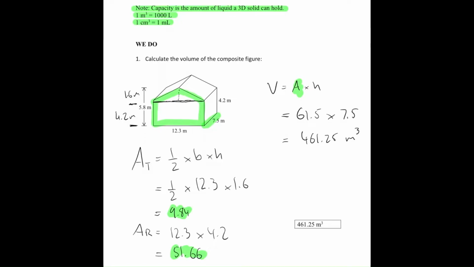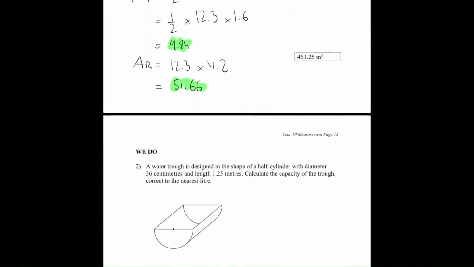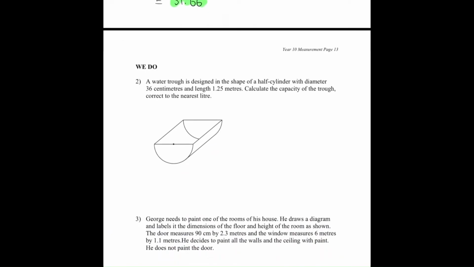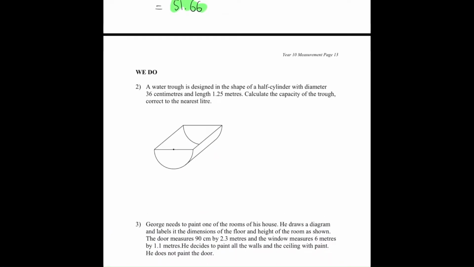Now, that's volume of composite figures. Break this area up into shapes that you have the formula for, add those areas together and stick it in your volume formula. That's pretty straightforward. When we come down to surface area, it gets a little bit more difficult.